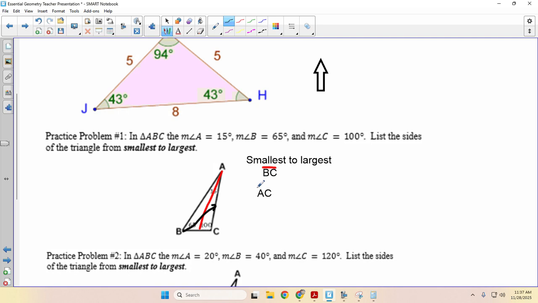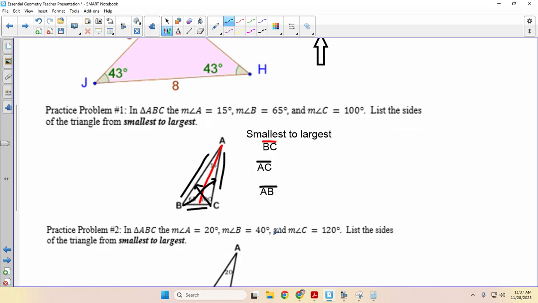And I put the line over him. Okay. And then the last side, it's the largest. It's across from the largest angle. That is AB. So the smallest to largest is BC is the smallest, AC is the medium, and AB is the longest. And we know that because they are across from the smallest, medium, and largest angle.